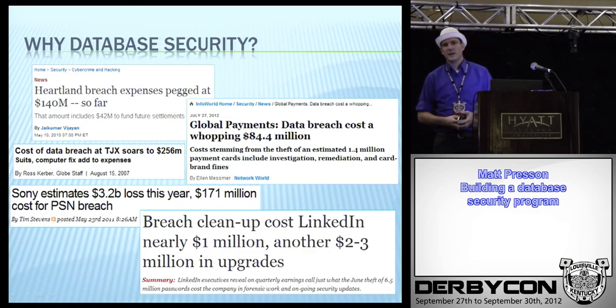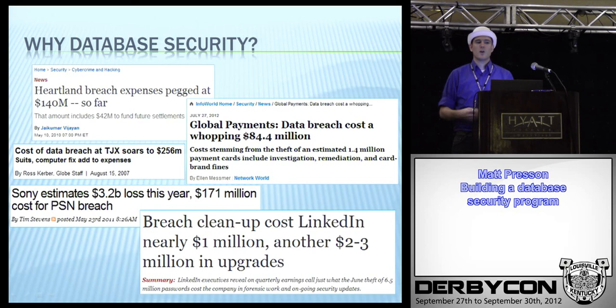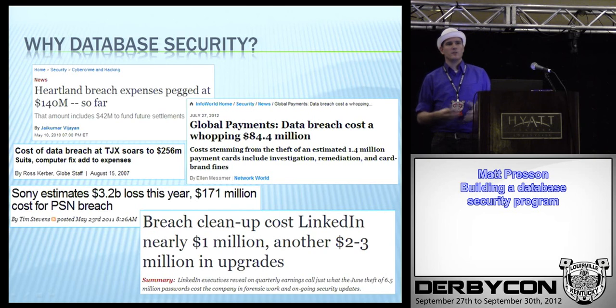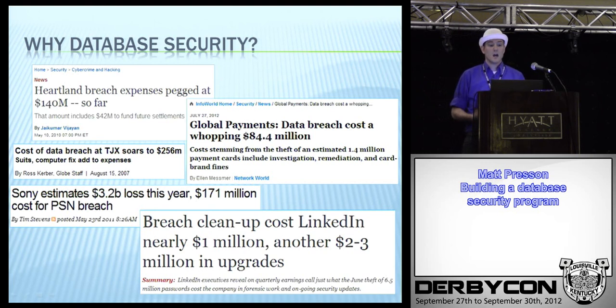Here are quite a few headlines that really illustrate it. Heartland, Global Payments, TJX, the multiple Sony attacks that happened, like one every day for a month, LinkedIn. All of these companies had the controls that I just mentioned. They had firewalls, they had a NOC, they were monitoring all this stuff. The problem is they weren't watching what people were actually going after. They weren't watching who was accessing their data.